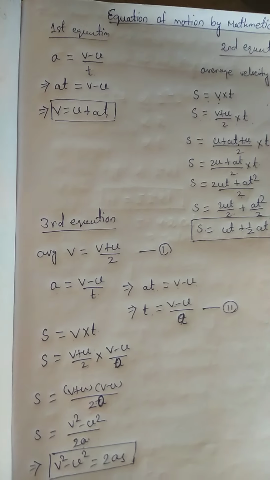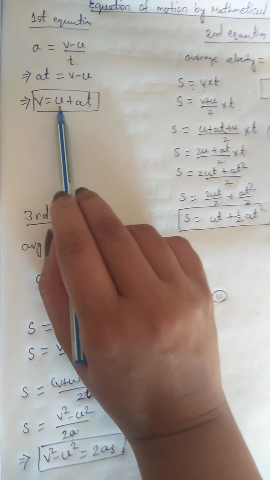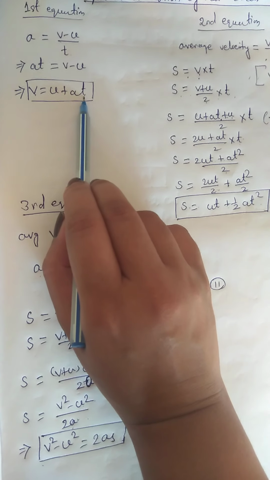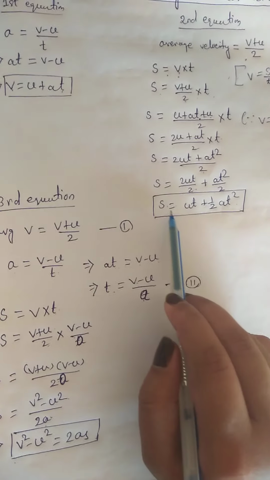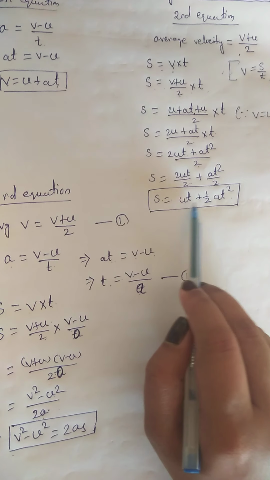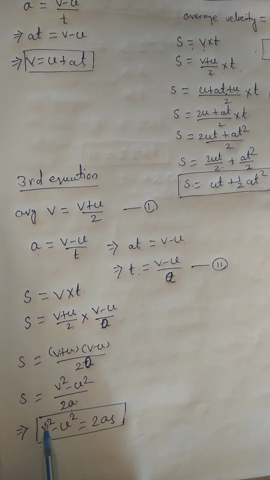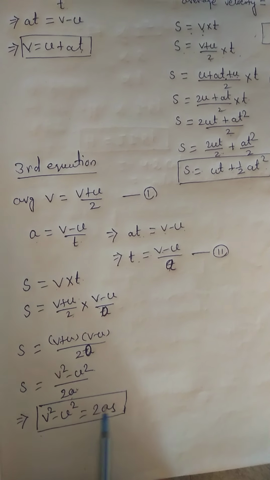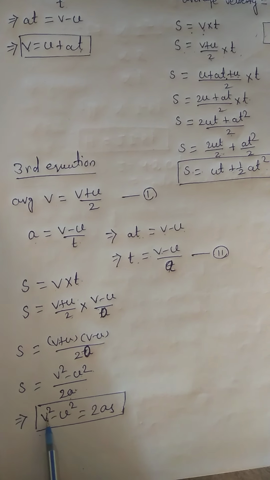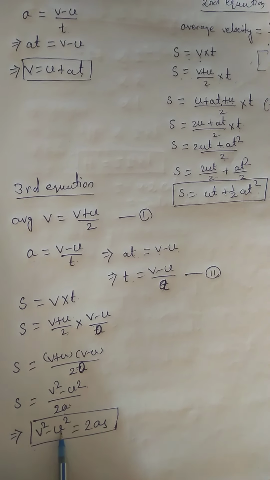The first equation of motion can be utilized to calculate the velocity when the initial velocity, acceleration and time are given. The second equation of motion can be used to calculate the distance when the initial velocity, acceleration and time are given. And the third equation of motion can be utilized to calculate either distance or velocity when acceleration and initial velocity are given but the time is not given.